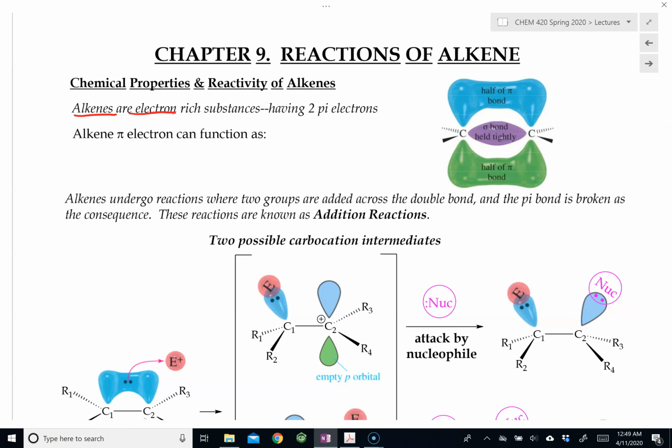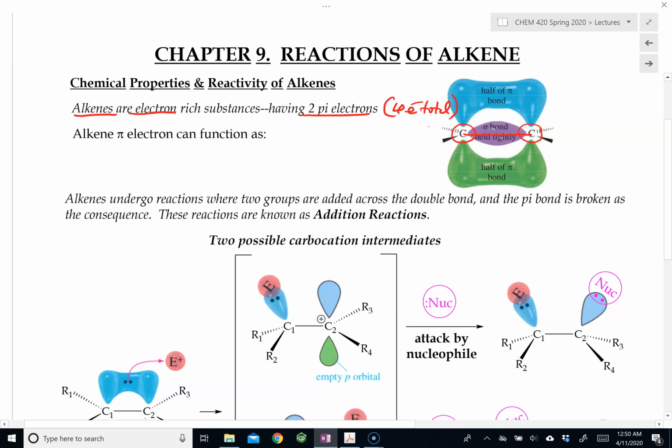And again, the reason why they're rich in electrons is because within the double bond, there's actually two sigma electrons in here holding the two carbons together to form this sigma bond. And in addition to that, there's also two pi electrons overlapping between these two carbons right here to make up that pi bond. So they consist of two pi electrons and two sigma electrons, therefore 4 electrons total.